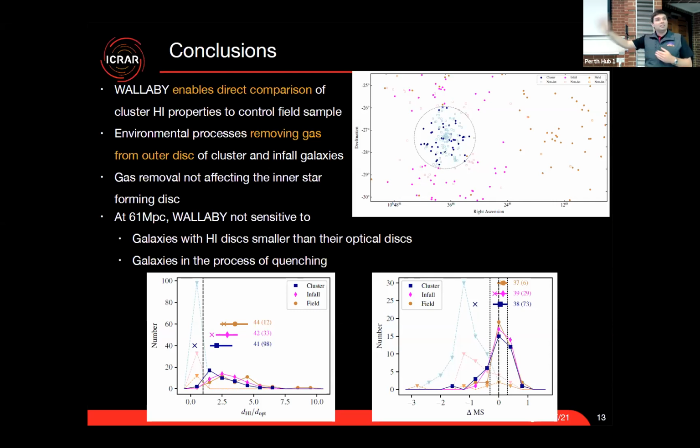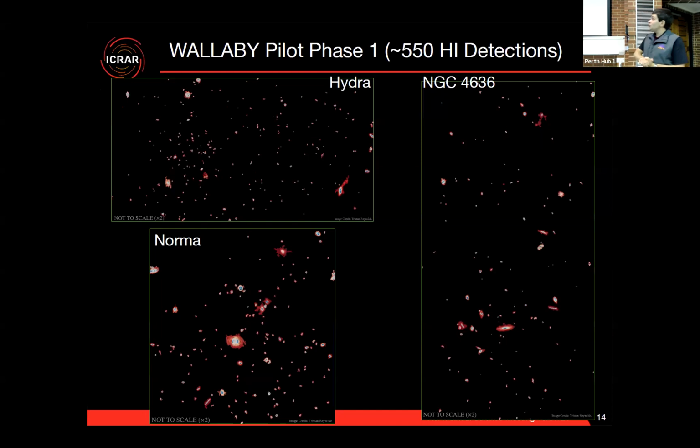And at the distance of the Hydra cluster, Wallaby is not detecting significantly truncated disks or galaxies that are in the process of quenching. And I will just leave you with a nice image of all our current pilot survey data showing all the galaxies we've detected, which is on the order of the number of galaxies that we had spatially resolved H1 observations for previous to this. Thank you.